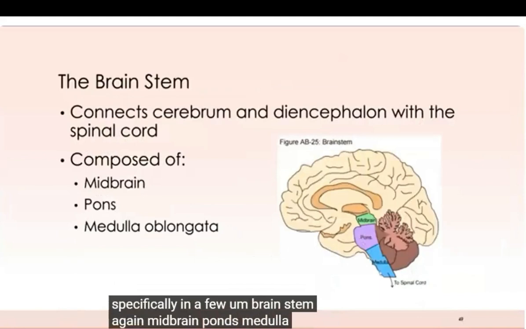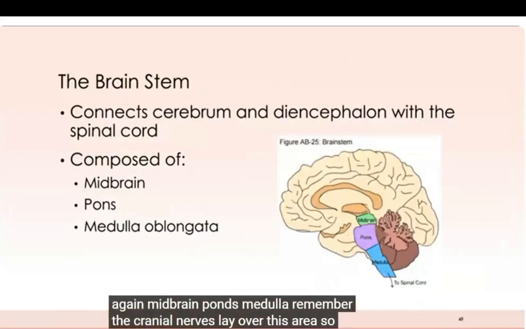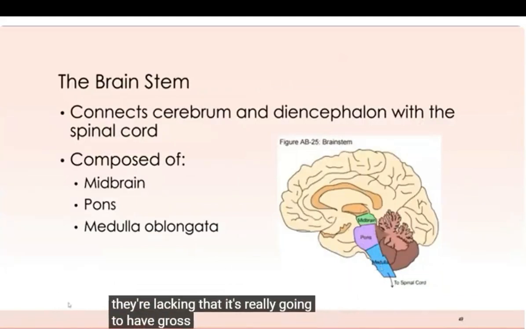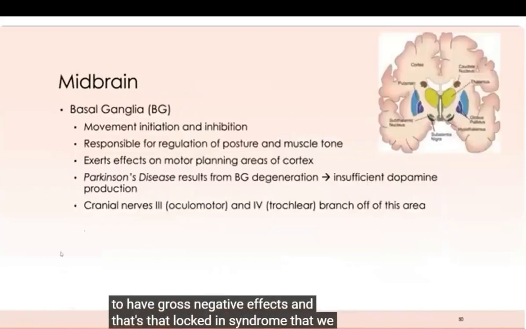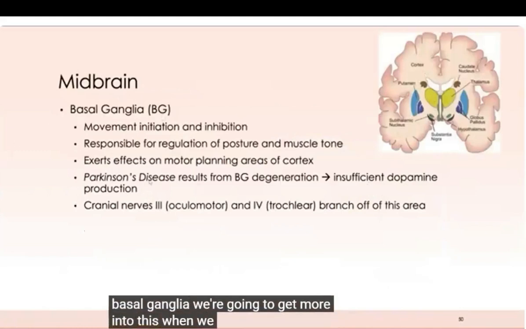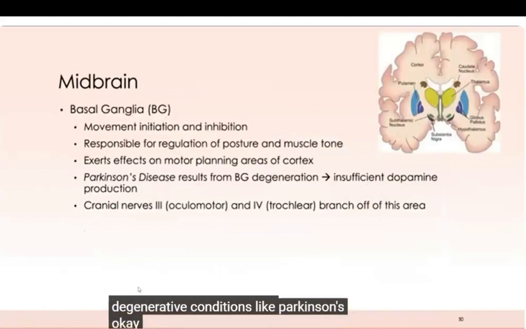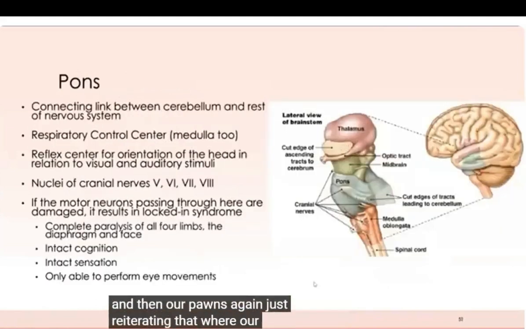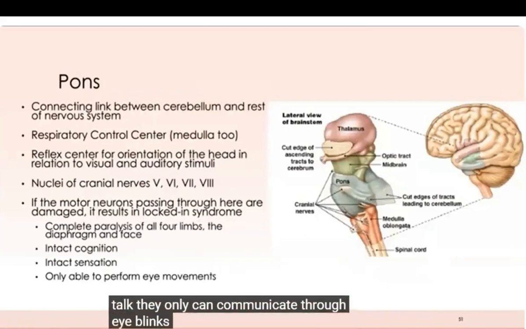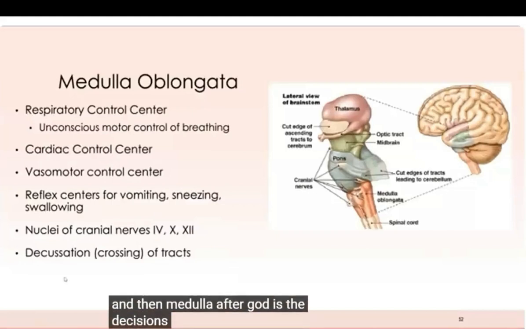Brainstem, again, midbrain, pons, medulla. Remember the cranial nerves laying over this area. So if blood flow is trapped or blocked and they're lacking that, it's really going to have gross negative effects. And that's that locked-in syndrome that we briefly touched upon. So these deep portions of the brain, basal ganglia, we're going to get more into this when we talk about degenerative conditions like Parkinson's. And then our pons, again, just reiterating that's where our cranial nerves are located. So locked-in syndrome, again, is when the person's completely paralyzed, they can't talk, they only can communicate through eye blinks. And then medulla oblongata is the decussation where the crossing of the tracts. So if there's damage there, there's going to be issues with the ability for it to cross.